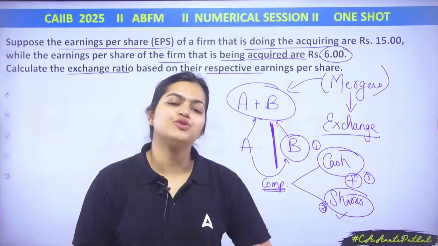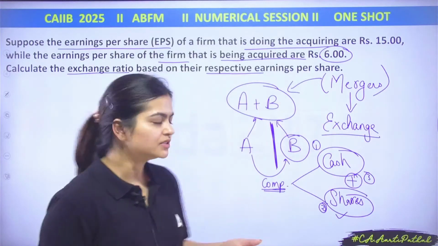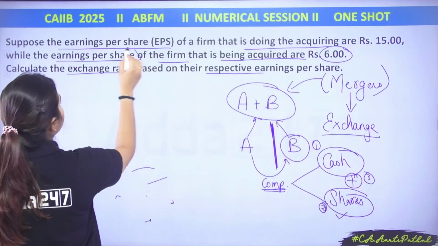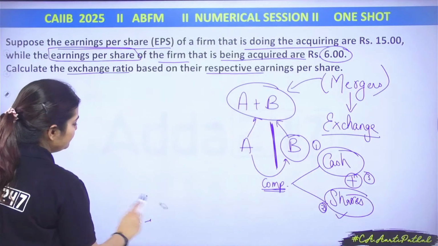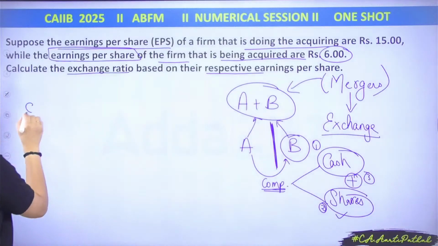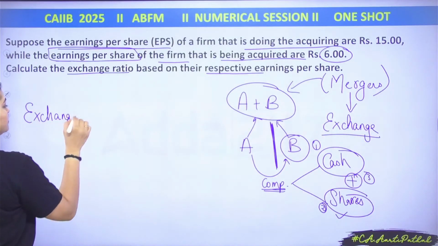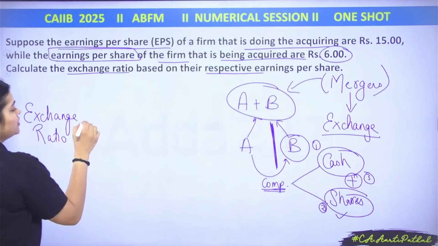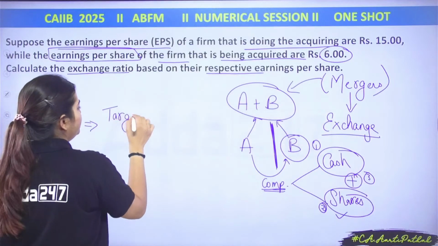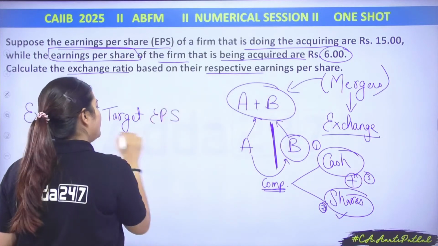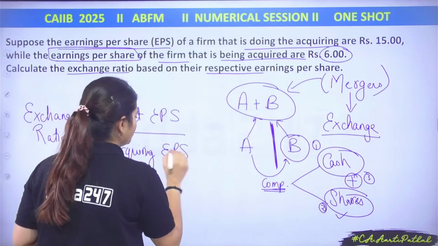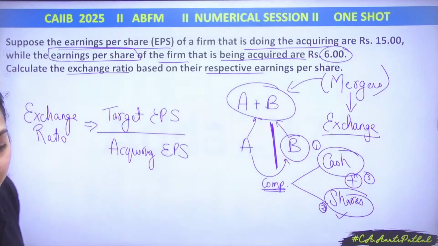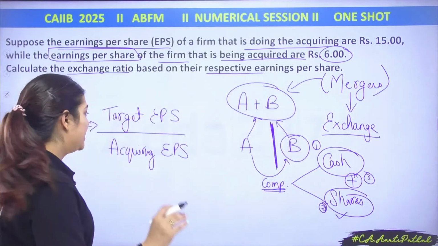Now, in exchange ratio also you have different methods. Okay? So here one method is earning per share. Now, here we need to use the formula to calculate the exchange ratio. So, you need to use the target company's earning per share divided by the acquiring company's earning per share. This is the formula we need to use when you want to calculate the exchange ratio. Target company divided by acquiring company.